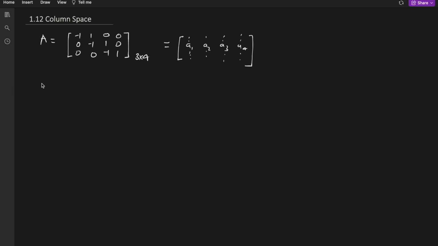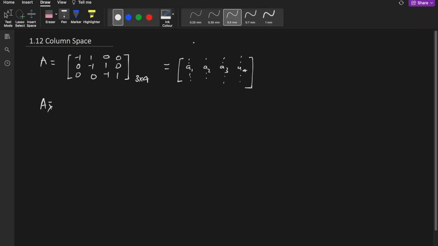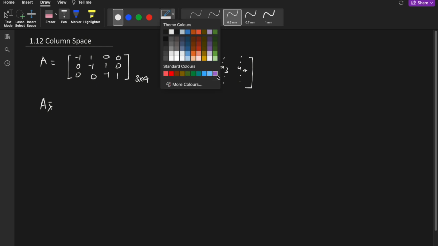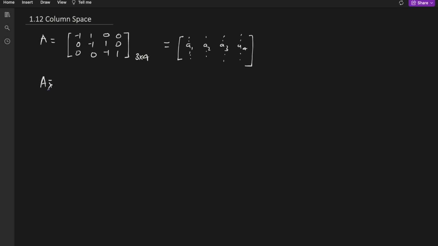Now, if you take this matrix vector product, that is, you take the matrix A and multiply it with a vector X, what does this mean? There are two interpretations to this matrix vector product. One is the row interpretation, and one is the column interpretation.